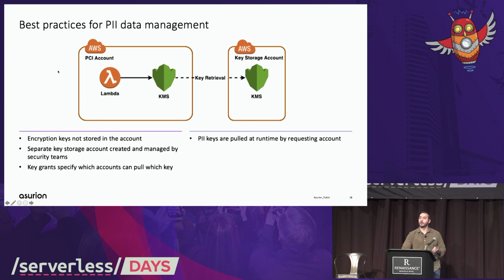But we actually don't store any of our KMS keys within our account. So we have a separate account that was built and maintained by the security teams, and it's a key storage account. All they do in that account is create keys, and then they specify using key grants what we can pull, and we pull it at runtime. So we call KMS, pass the identifier. It's going to, on the back end, go to the other account, ensure we have permissions to pull it, execute our encryption or decryption, and then throw the key away. So we never get to store that key within our account.